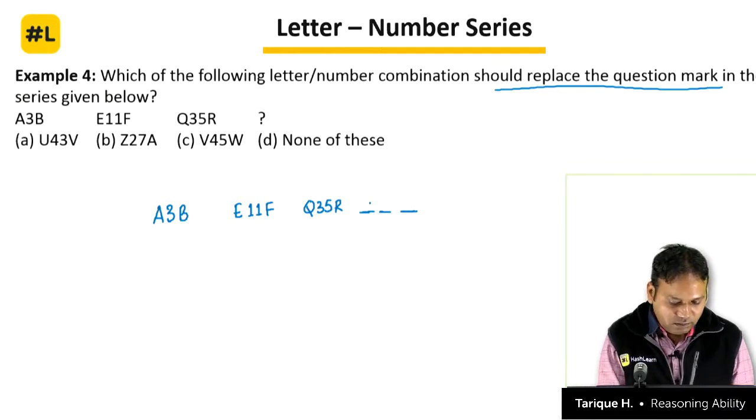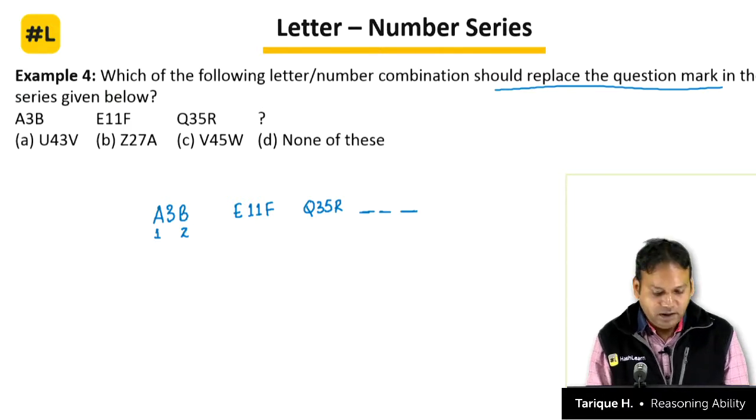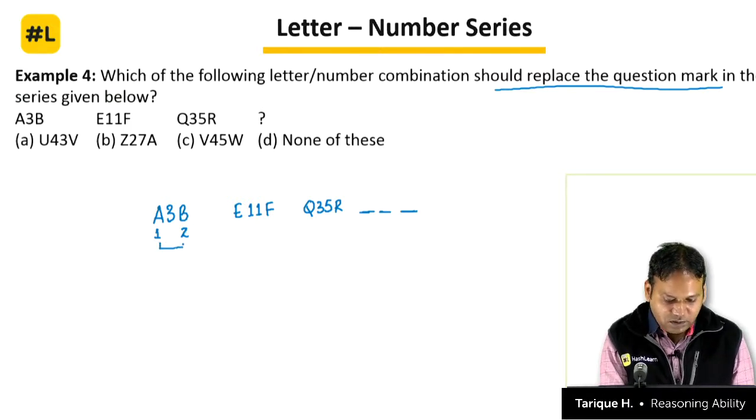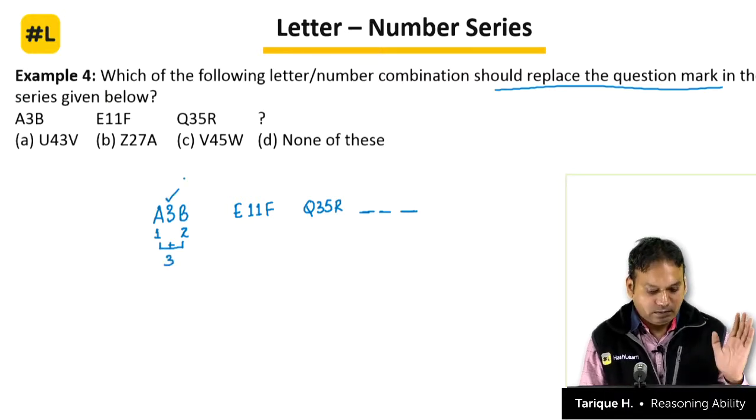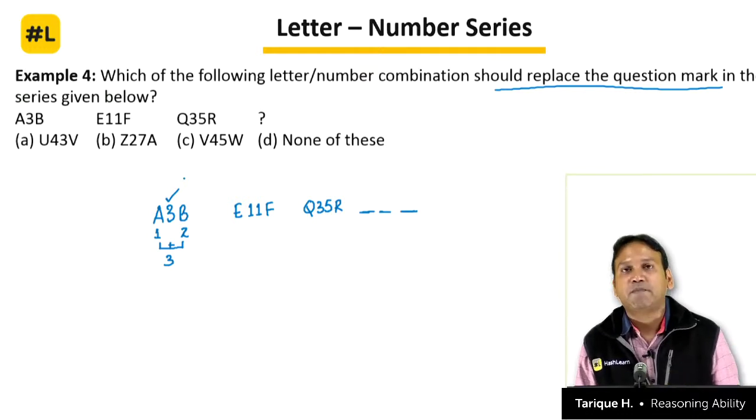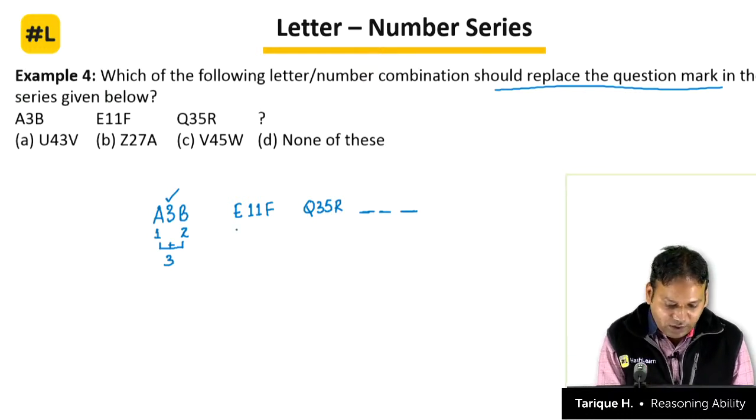Clearly you can see here that A is the first letter of the English alphabet and B is the second letter of the English alphabet, right. When you add 1 plus 2, you get 3, which is the number in between. So we get A3B. Now the question is, how do we get E?